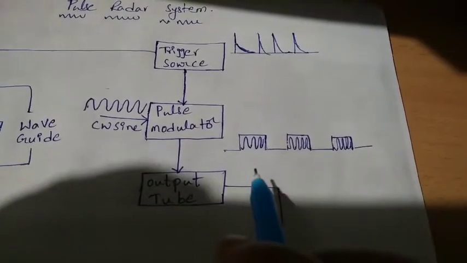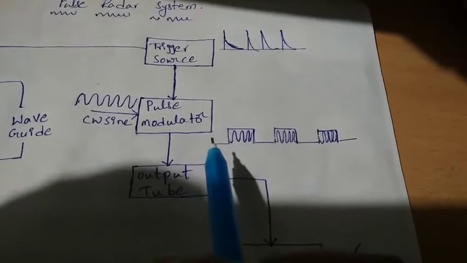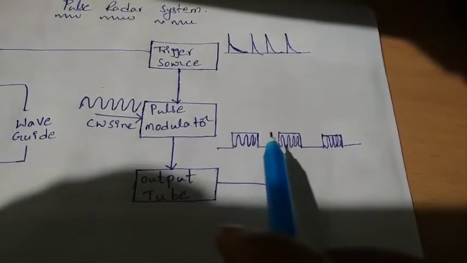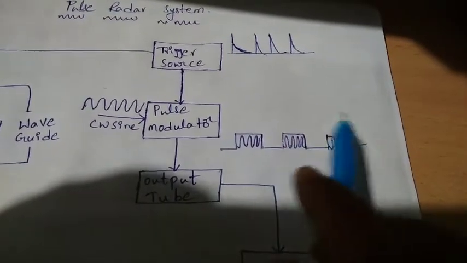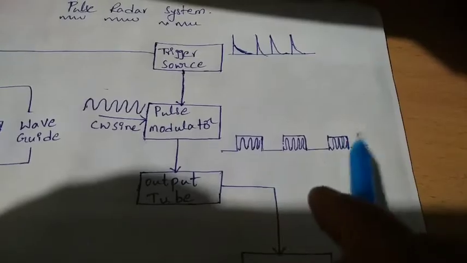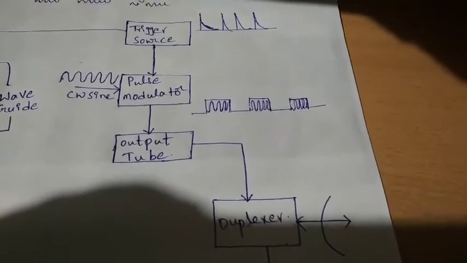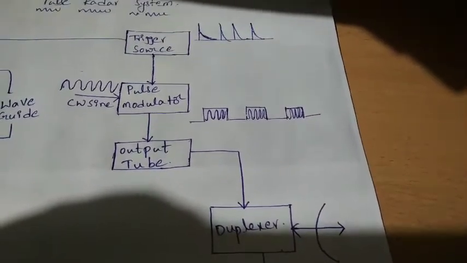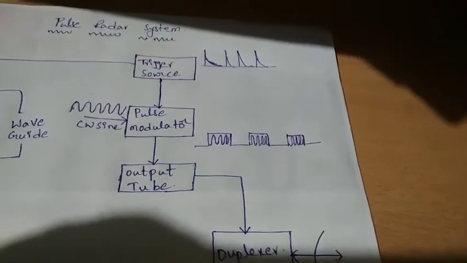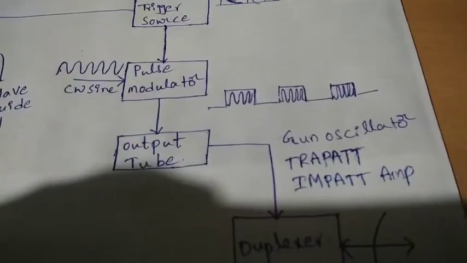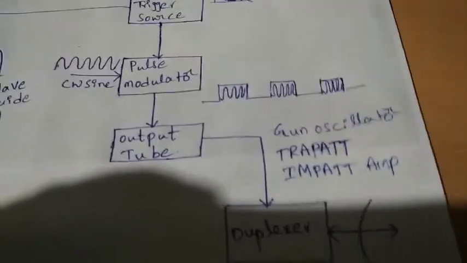We have a continuous wave sine carrier. So the pulse modulator output is in terms of pulses, and those pulses have a carrier signal. This is the pulses and this is the carrier signal, and that is what we send via the output tube, where the output tube could be a gun oscillator, a TAPATT amplifier, or an IMPATT amplifier.